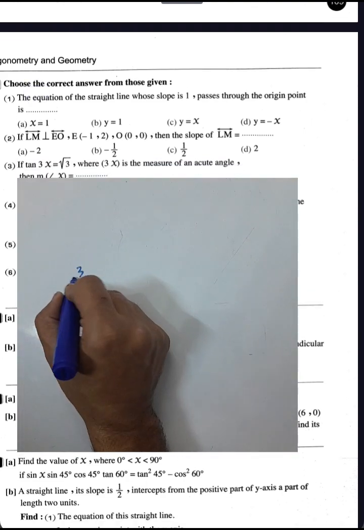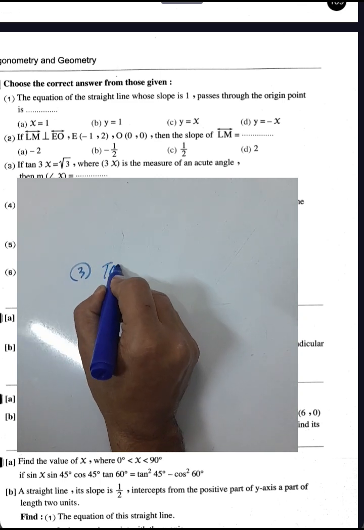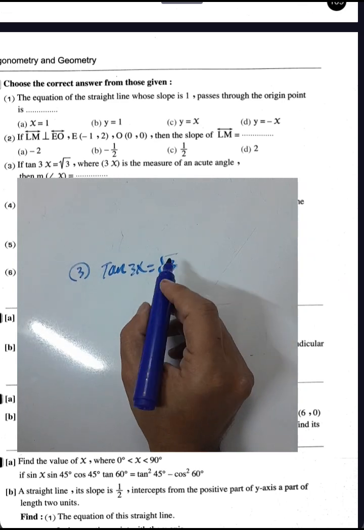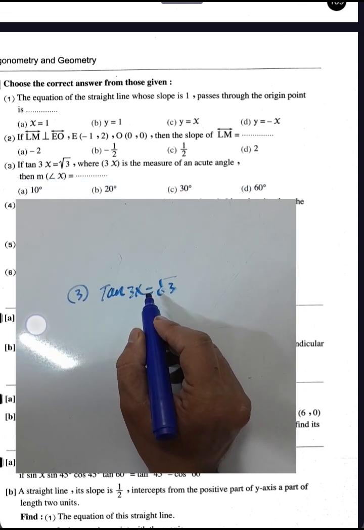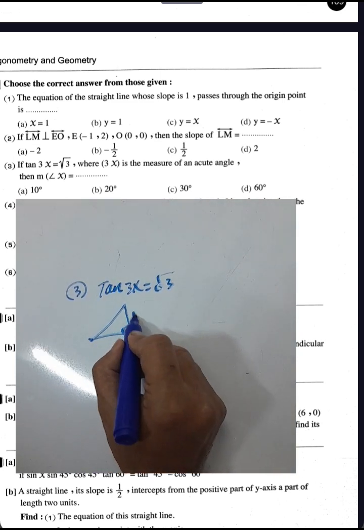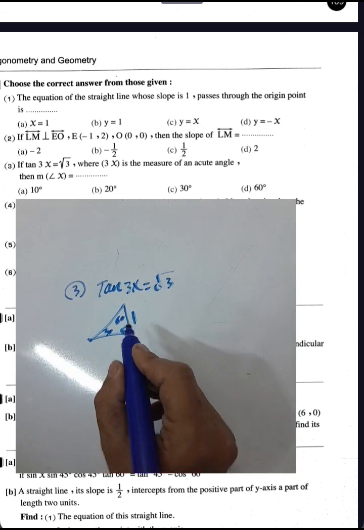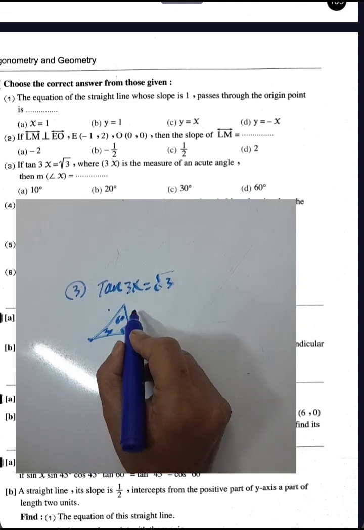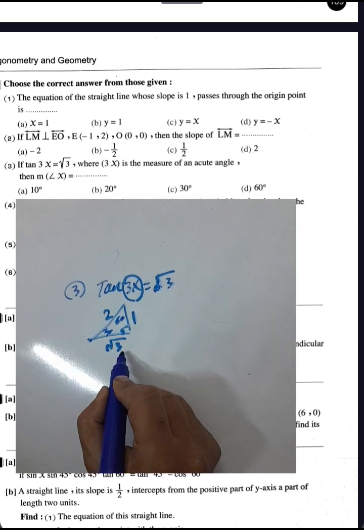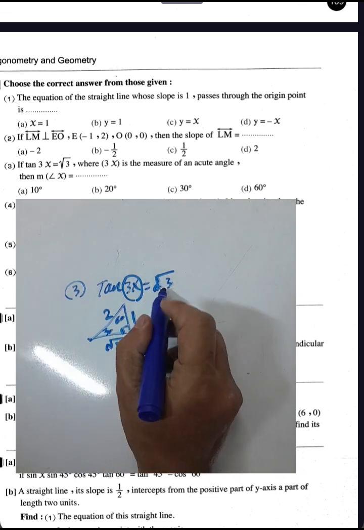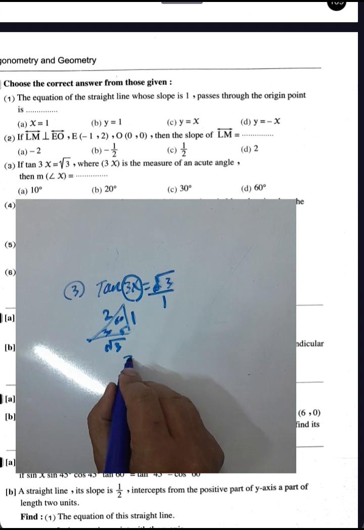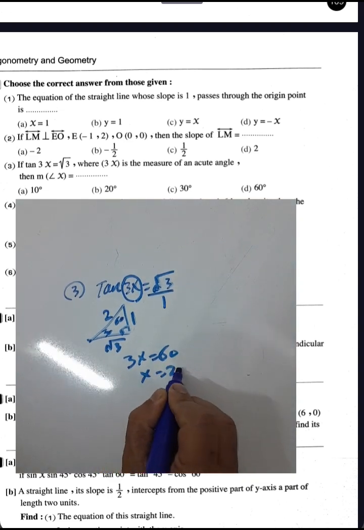Number 3. If tan 3x equals root 3, we want to find the measure of angle x. We know the 30-60-90 triangle. We have 1 here, 2 here, and root 3 here. Then tan of what equals root 3? Root 3 over 1, opposite over adjacent. Then 60 is the measure of angle 3x. Then x will be what? 20 degrees.